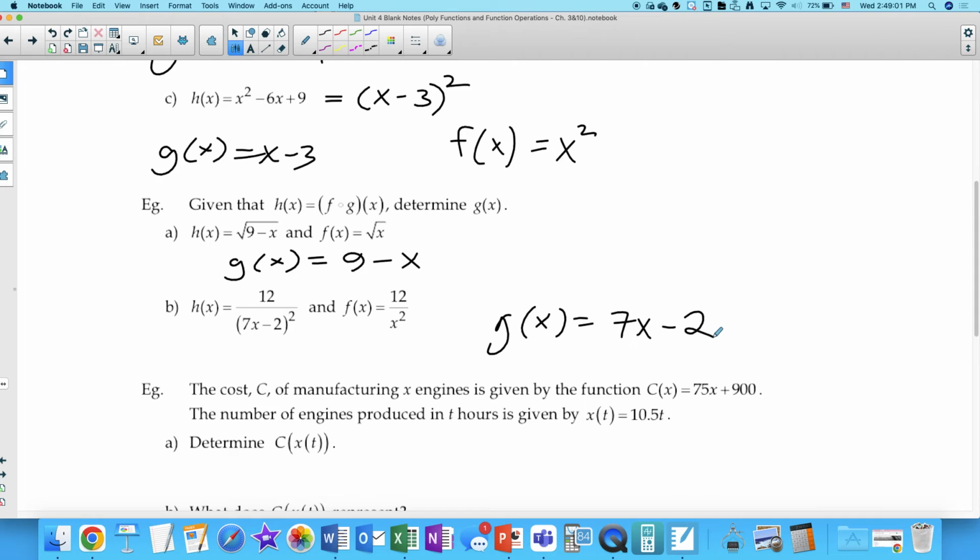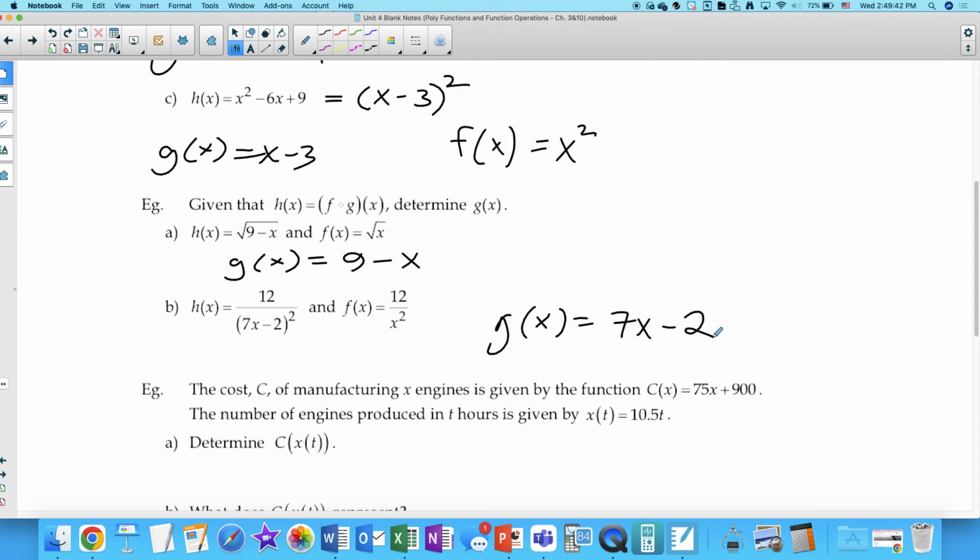So here's one example of a context-type situation, or an application of these things. The cost of producing x engines is C of x equals 75x plus 900. It looks like this cost function has some fixed cost in there, that's the $900, and then the engines are 75 bucks a piece. So there's the cost function. The number of engines produced in t hours is given by the function x of t equals 10.5t.